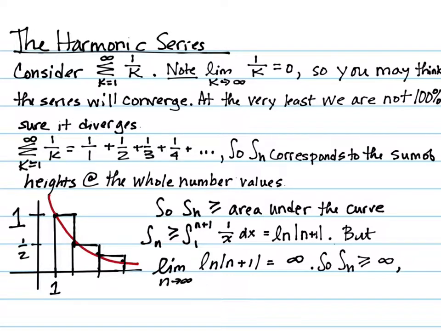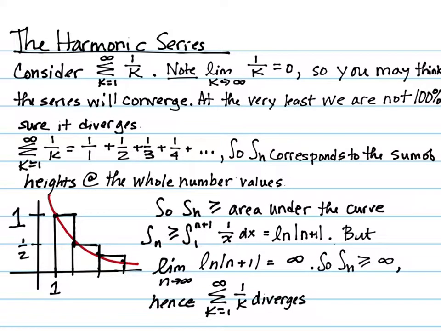So hence, the summation from k equal 1 to infinity of 1 over k diverges. And it diverges even though the sequence approaches 0. So sequences approaching 0 isn't enough. But sometimes when the sequences approach 0, it does converge.